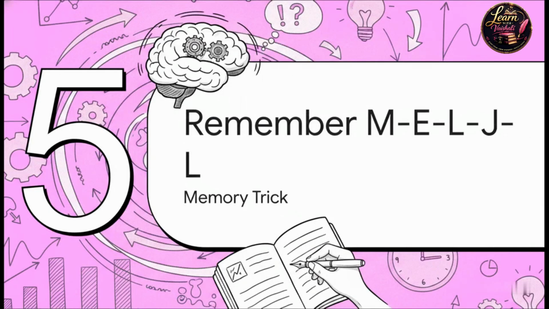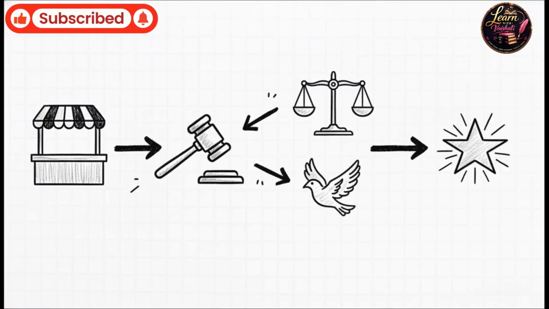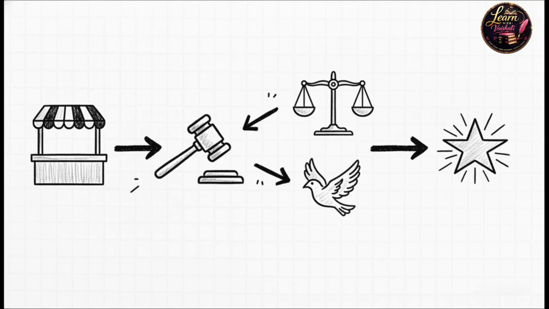Moving to Section 5. Remember MELJL, a memory trick. Okay, to make absolutely sure you don't forget how all this ties together on exam day, I want you to grab your pens and write down the MELJL framework. M stands for market, E stands for equality, L stands for liberty, J stands for justice, and the final L stands for law. How does it connect?